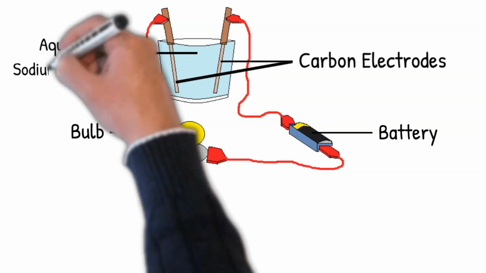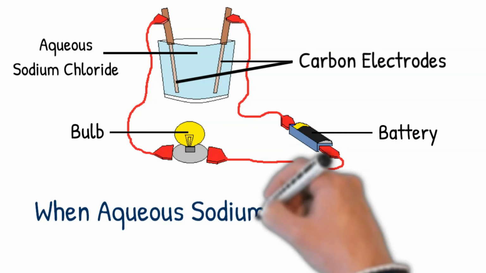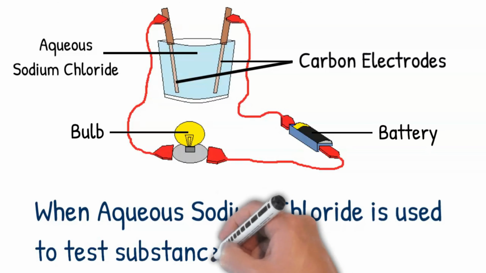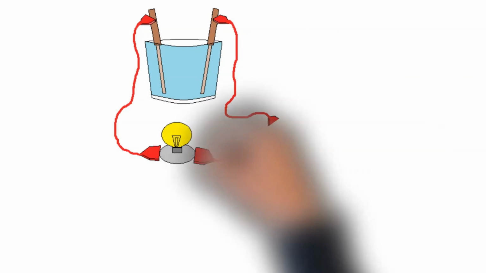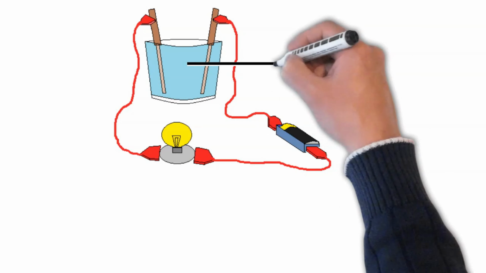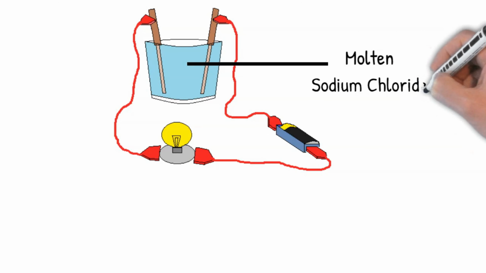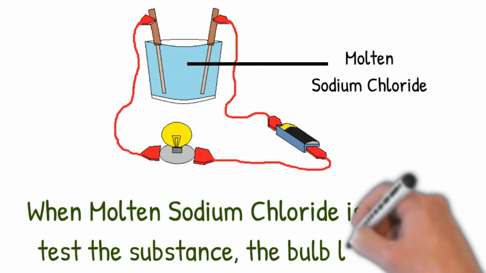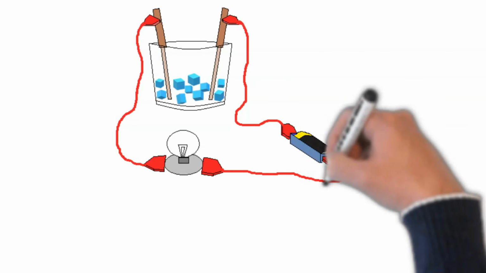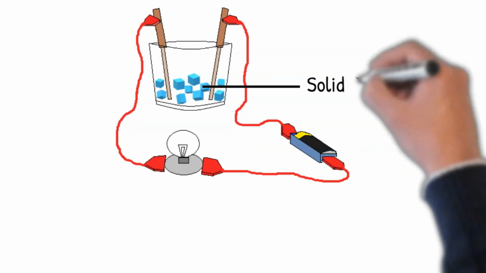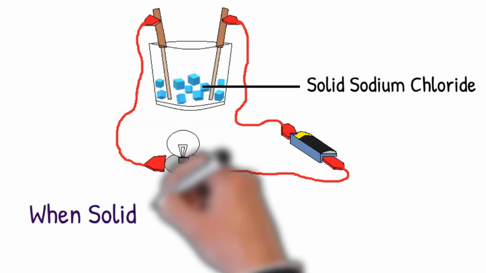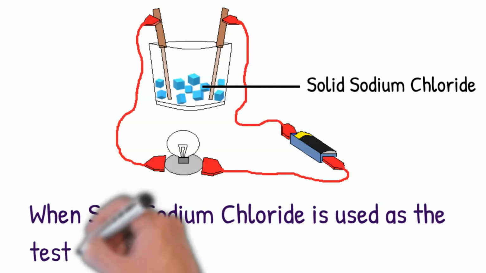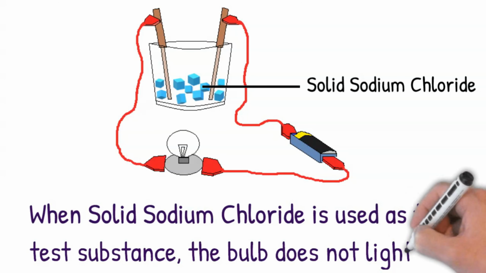Aqueous sodium chloride. When aqueous sodium chloride is used as the test substance, the bulb lights up. Molten sodium chloride. When molten sodium chloride is used as the test substance, the bulb lights up. Solid sodium chloride. When solid sodium chloride is used as the test substance, the bulb does not light up.